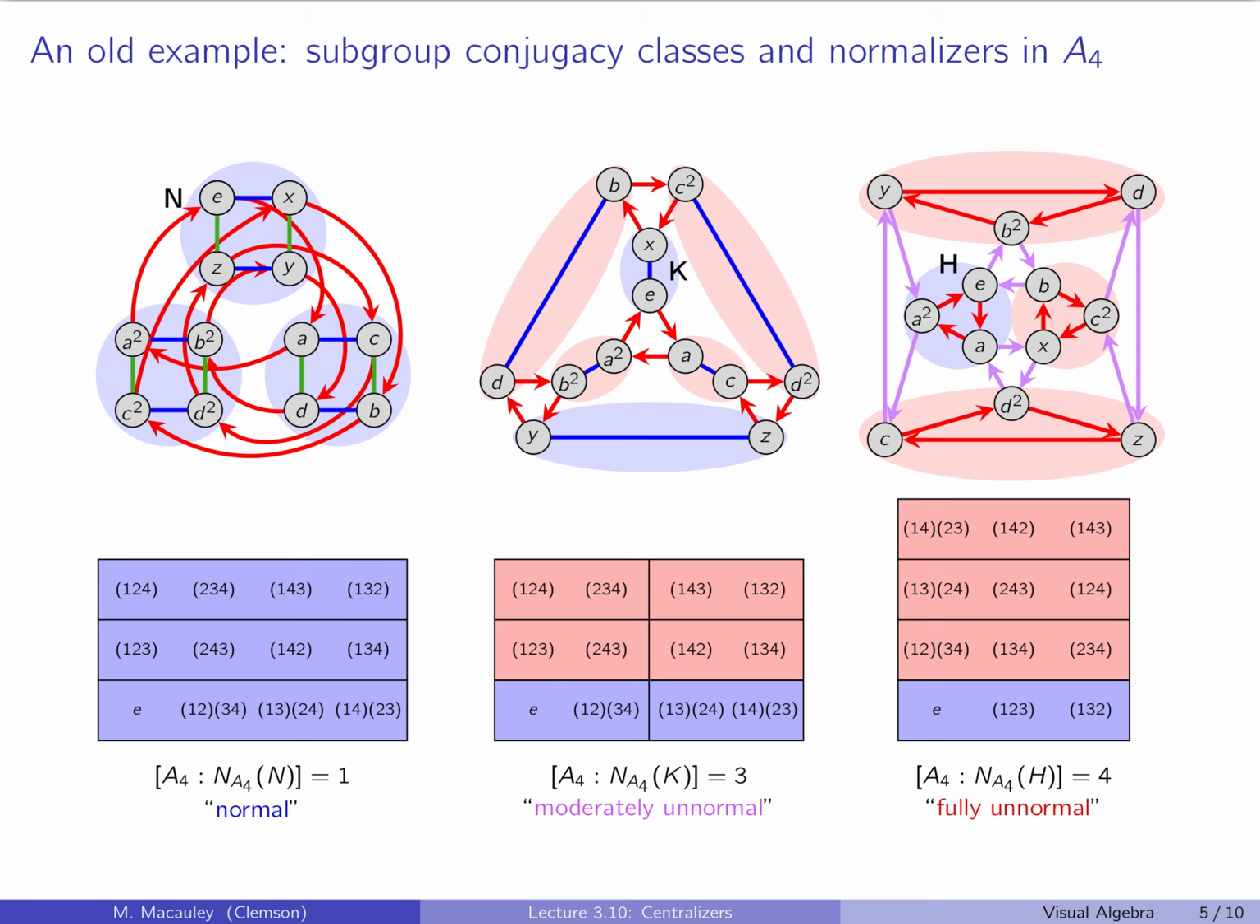We say that K is moderately unnormal because more than just the bare minimum coset, left coset is also a right coset. There's one additional one as well. And finally, H has 4 cosets, and H is the only left coset that is also a right coset. So the normalizer is equal to H, and it has index 4. So we say that H is fully unnormal. So compare this concept to what we just saw with centrality.